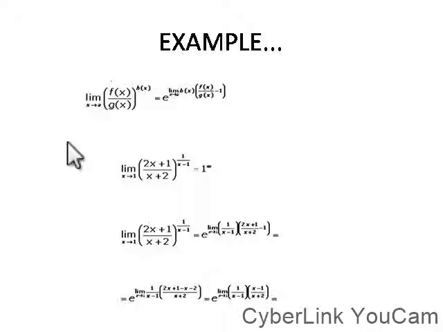Now how to use the formula? The answer is e raised to the same limit, x tends to 1, this function minus 1, that is 2x plus 1 upon x plus 2 minus 1, into this power, that is 1 upon x minus 1. Now we just have to simplify this. I will take x plus 2 as the LCM and simplify, then I will get e raised to limit x tends to 1, 1 upon x minus 1 into x minus 1 upon x plus 2.